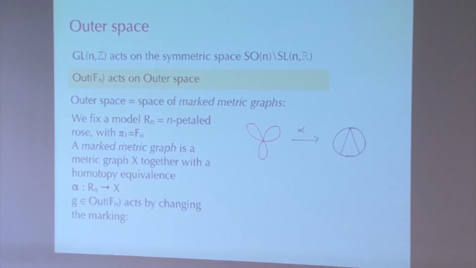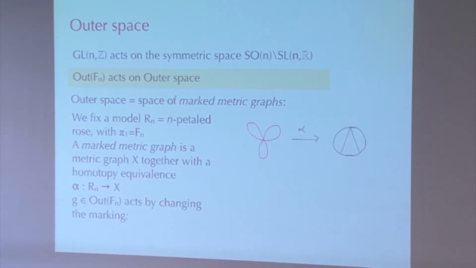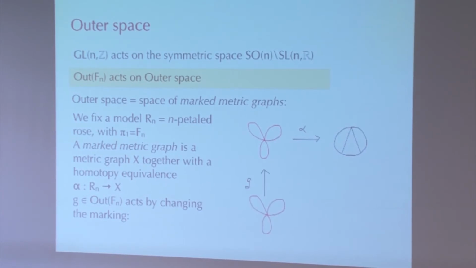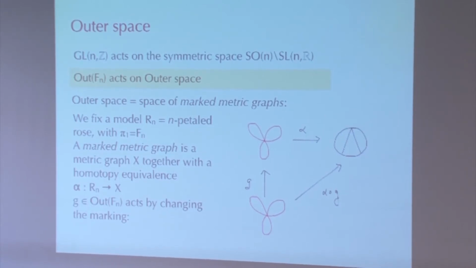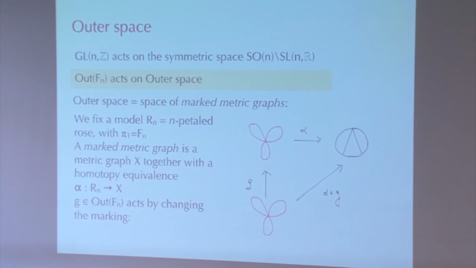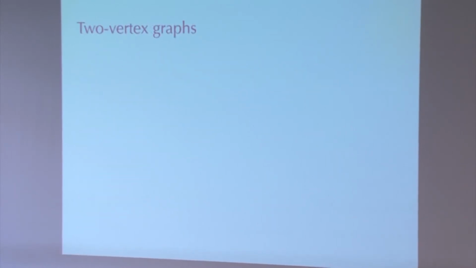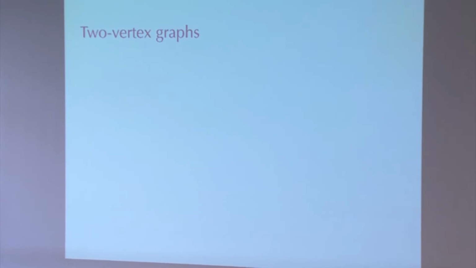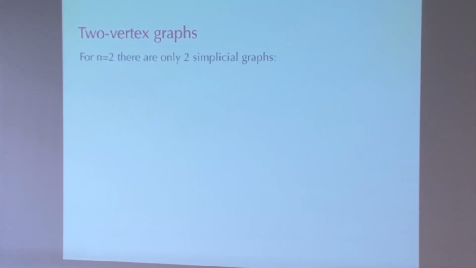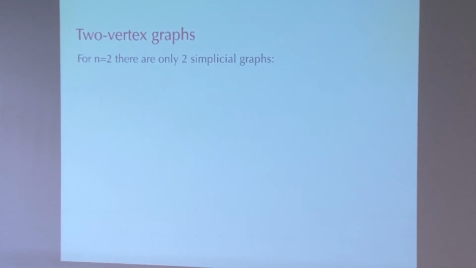And how does the group act? Well, any automorphism of the free group can be modeled by a homotopy equivalence of the rose, and then you just compose, and you get a new marked graph. So that's outer space. So we have two spaces with the same type of description. For n equals 2, they're very closely related, these spaces.